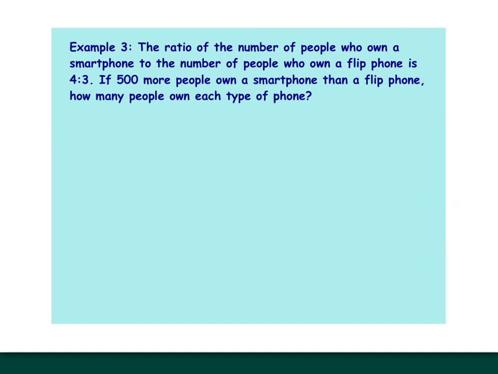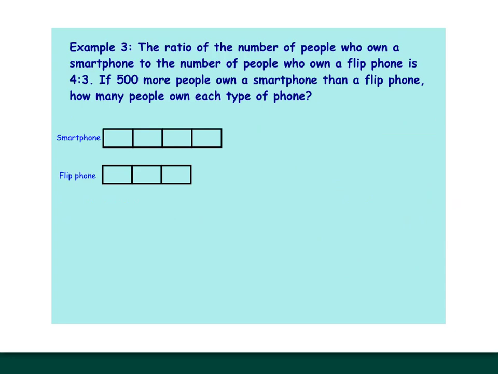Both types of procedures I have tell me to start out by creating a tape diagram, so I'm going to do that first. Now that I've created a tape diagram, the second piece of information it tells me is that if 500 more people own a smartphone than a flip phone, how many people own each type of phone? Well, notice this is the one where it tells me more. So I don't have a total here.